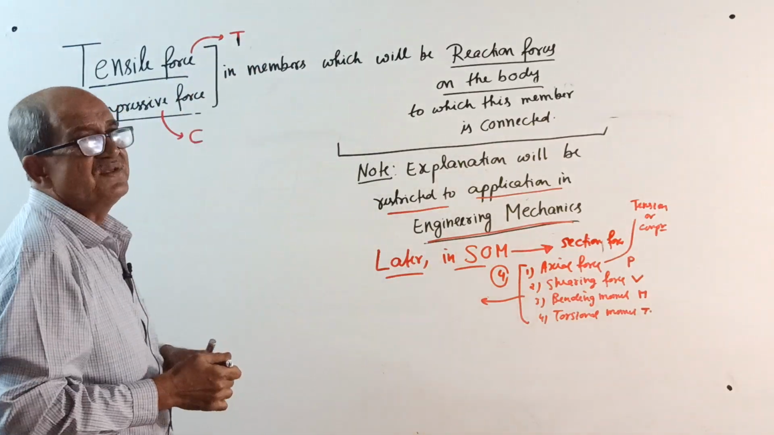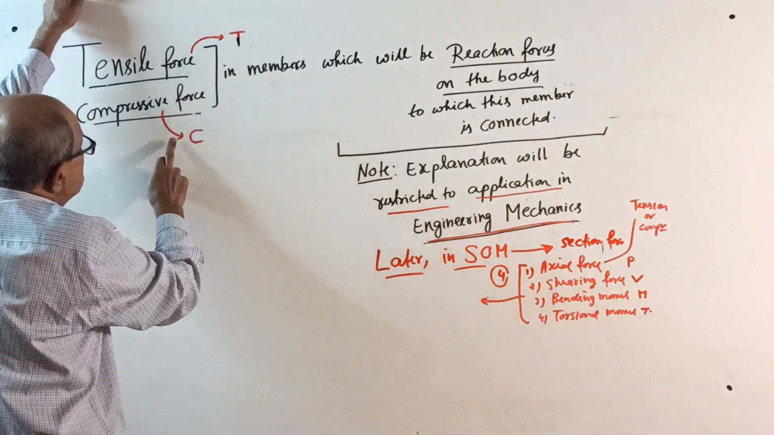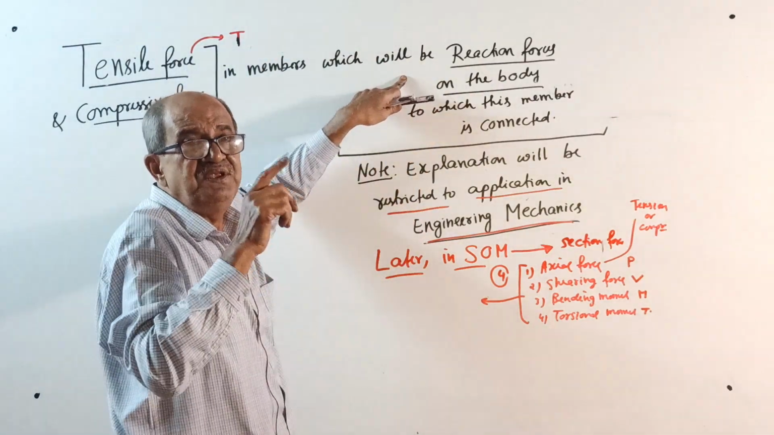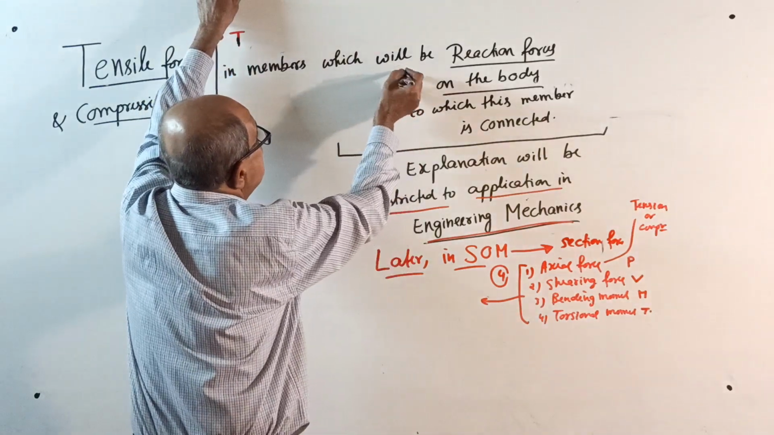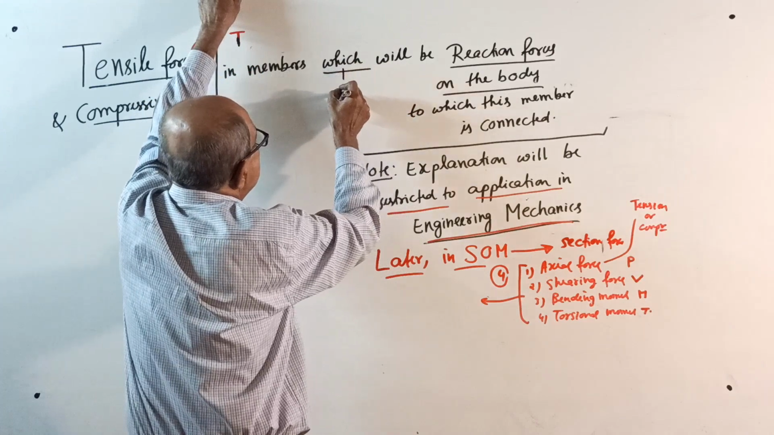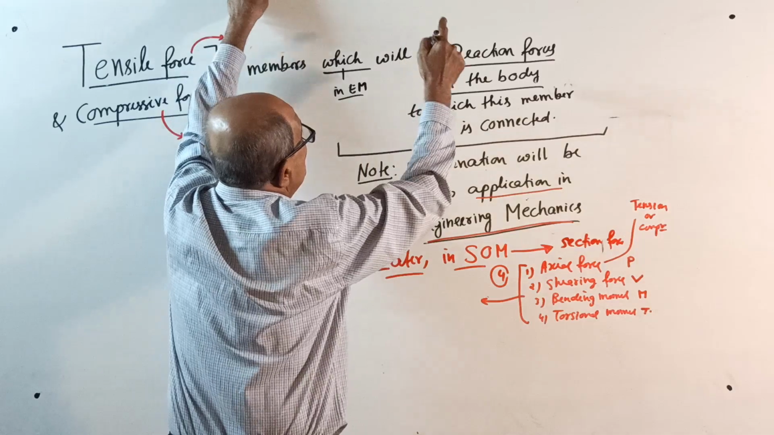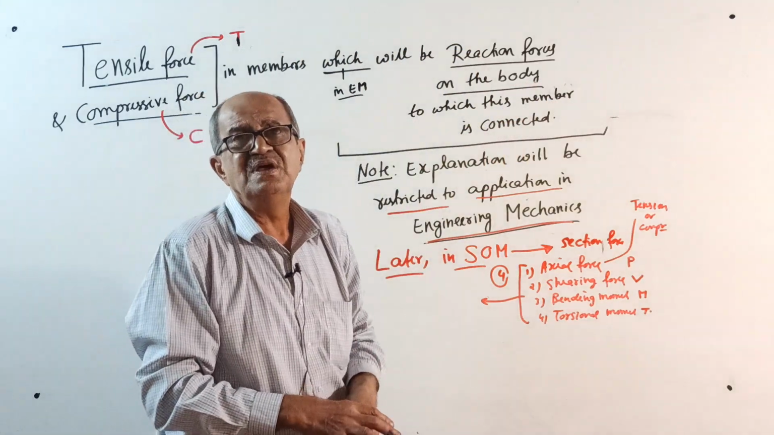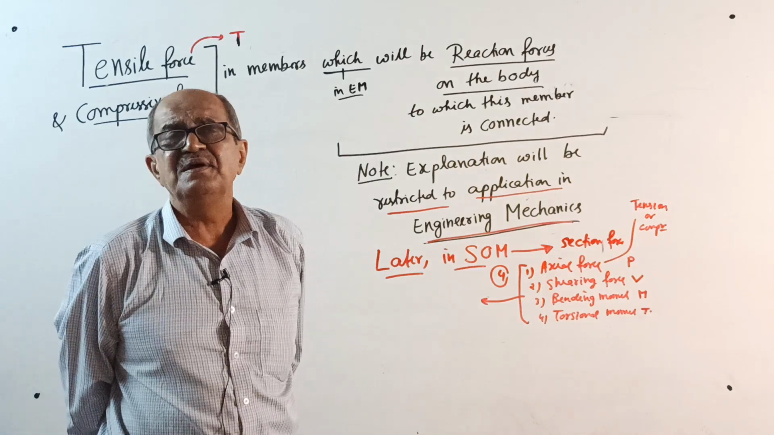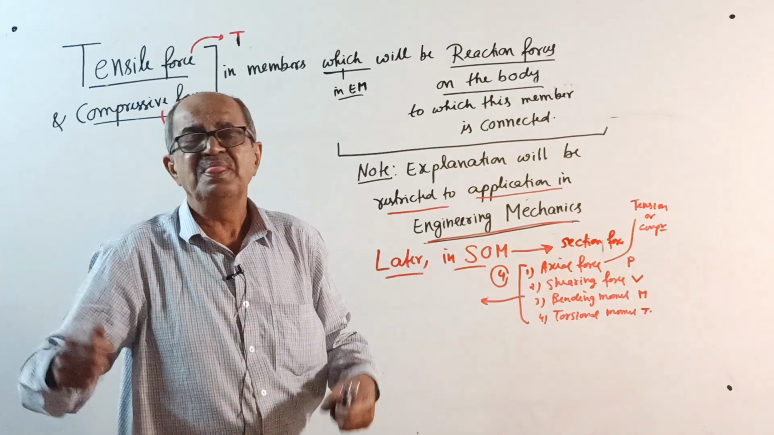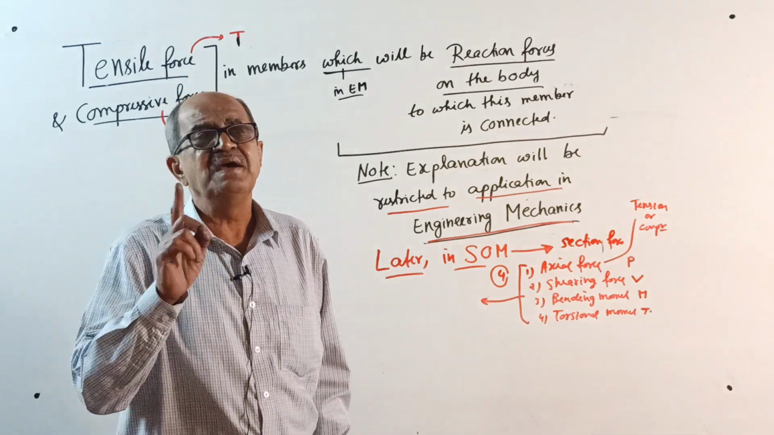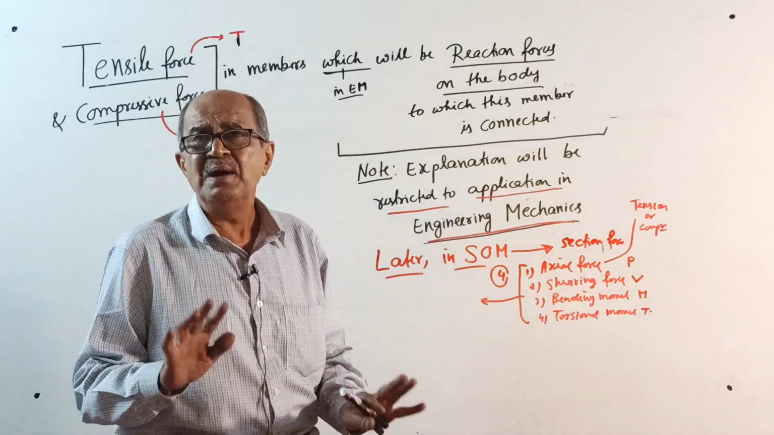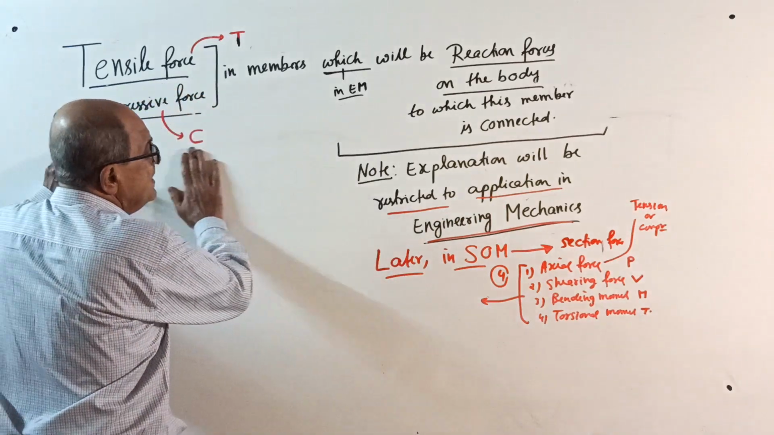Usually, if the symbol is our choice, tension force T, compression force C, in members which, in engineering mechanics, later mechanics, will become reaction forces on the body to which this member is connected. Suppose a body is connected to a support by a cable, it will be in tension. The tension in the cable will become the reactive force for that body. That's all. I will explain that one. Same way compression. Okay, now this is some information only.